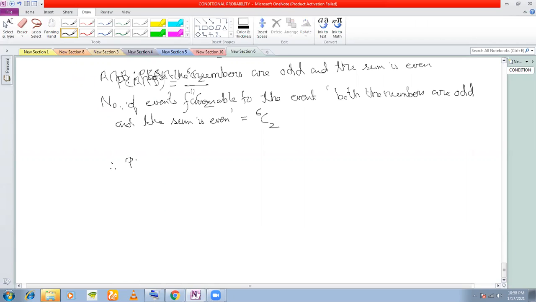P of A intersection B is equal to 6C2 divided by how many events there are, 11C2, right? Therefore, P of A intersection B is equal to 6C2 divided by 11C2, right? So now just put it in the formula.